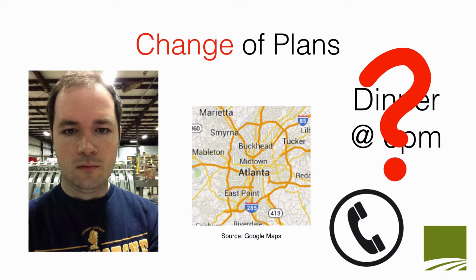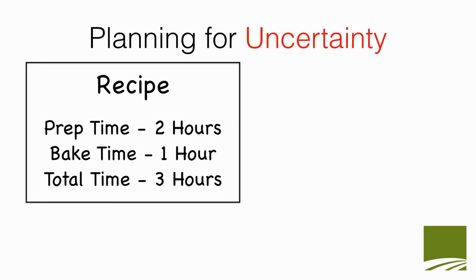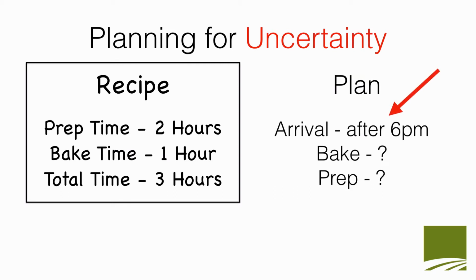So how do we plan with this uncertainty? Well, let's go back and start with our recipe. Did the recipe change? No, the recipe did not change. The prep time still takes 2 hours. The bake time still takes 1 hour for a total cooking time of 3 hours. So what did change? The arrival time changed. Because we do not know the arrival time, we do not know when to start the process.